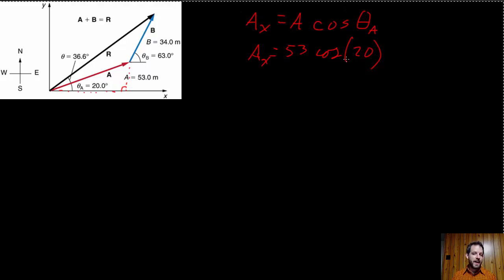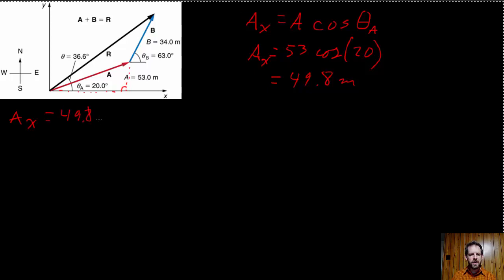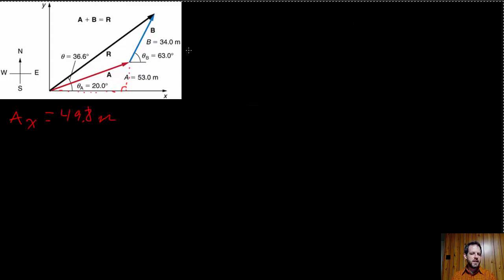So then all you have to do to find the X part of the A vector is just stick that in the calculator. See, I have it written down here. It's already done. It comes out to be 49 and 8/10, so 49 and 8/10 of a meter. You can verify on your calculator. Just stick it in there: 53 times cosine of 20. Bang, bang, bang. So I'm going to put this over here for safekeeping. A sub X equals 49 and 8/10 of a meter. And I'm going to erase all this stuff, and let's do the next part.